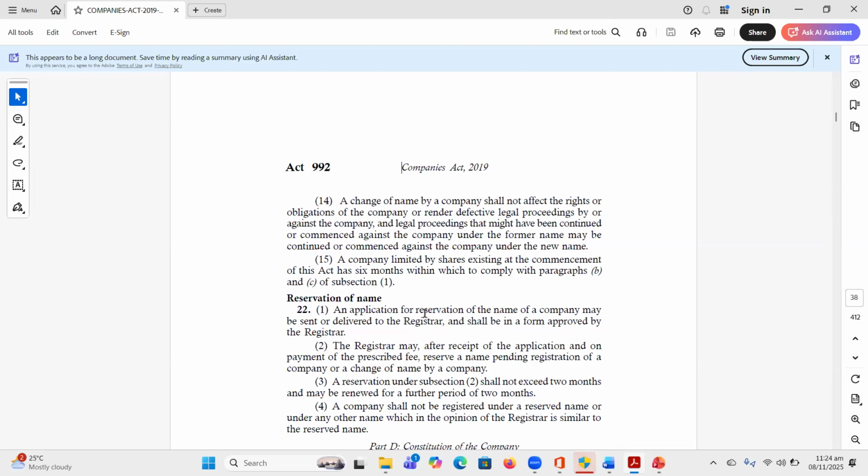Now, what about where there has been a mistake in writing the name of the company? When you have a mistake in writing the name of the company, what happens? Where there's been a mistake in writing the name of the company. And then we used to have a section 121.